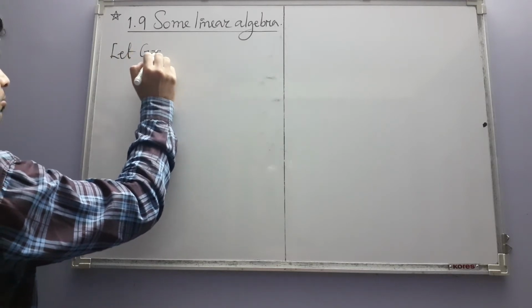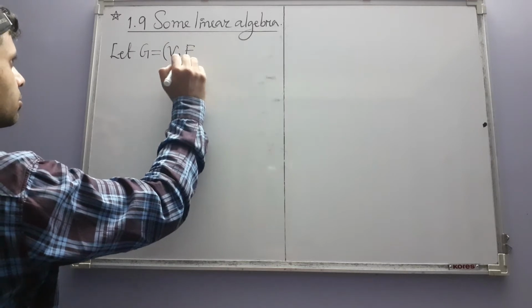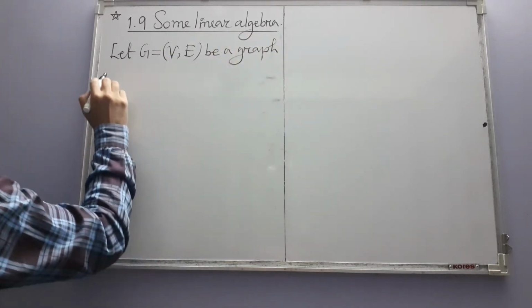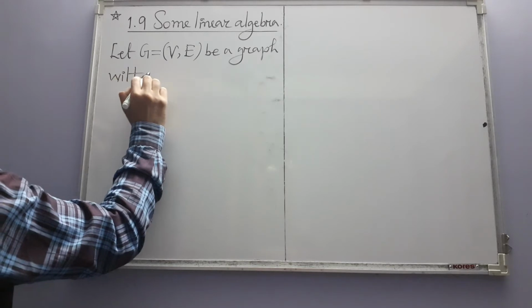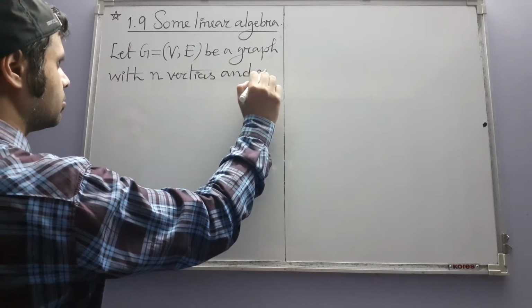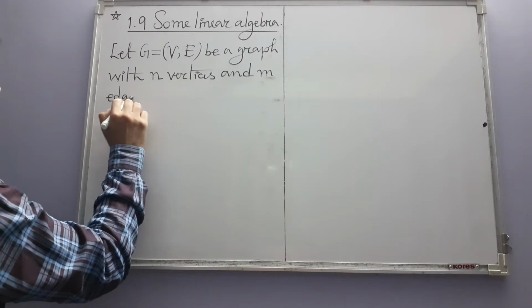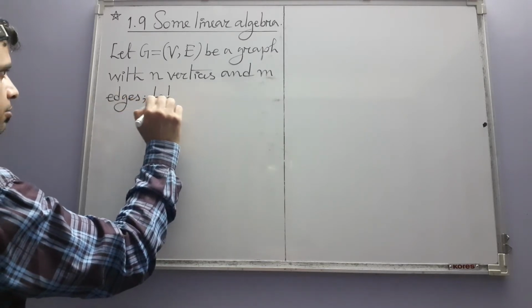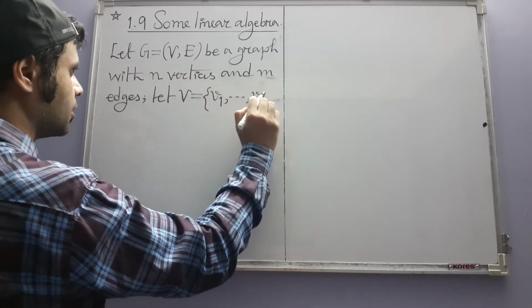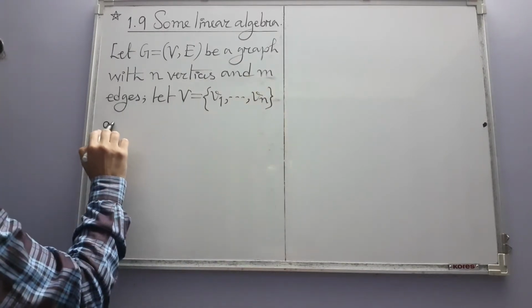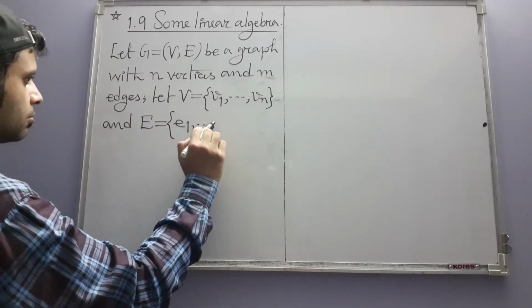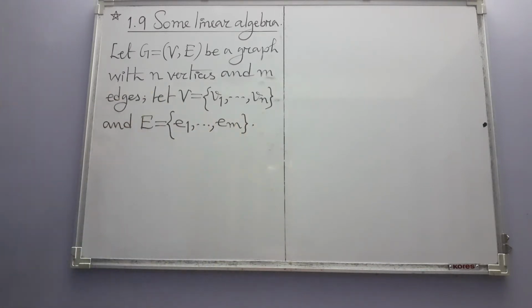Let G equal to (V, E) be a graph with n vertices and m edges, and in fact let the vertex set V of G be V1, V2, etc. to Vn, and similarly let the edge set be one such set E. Okay.